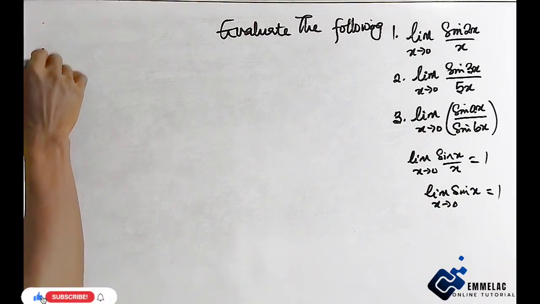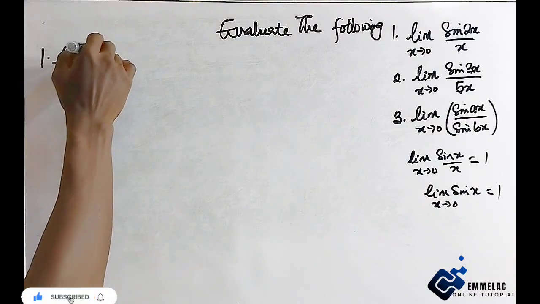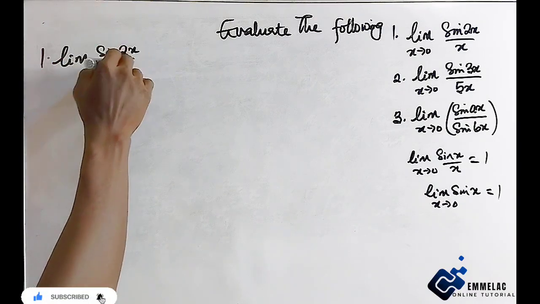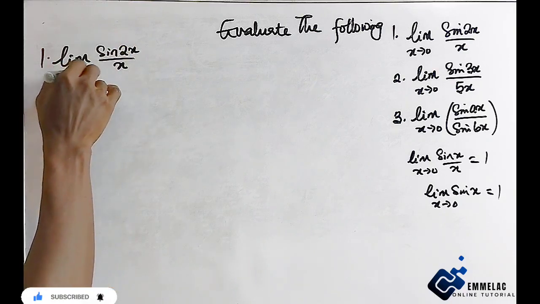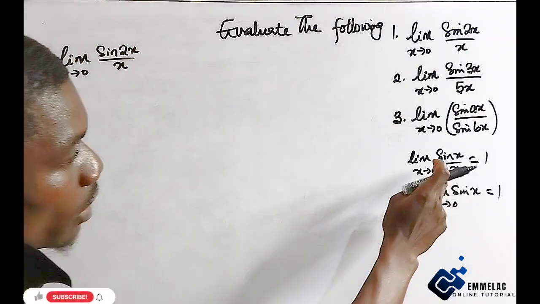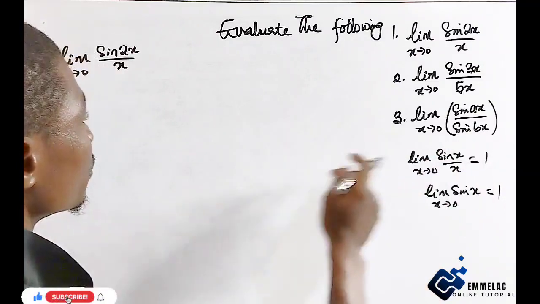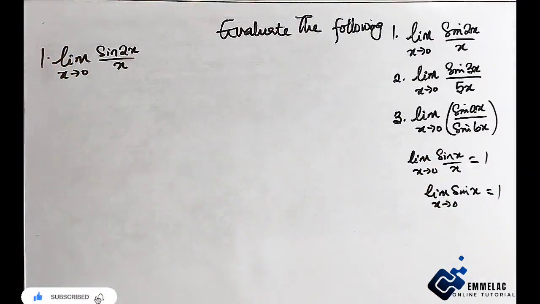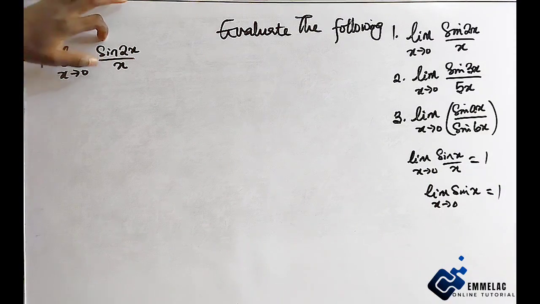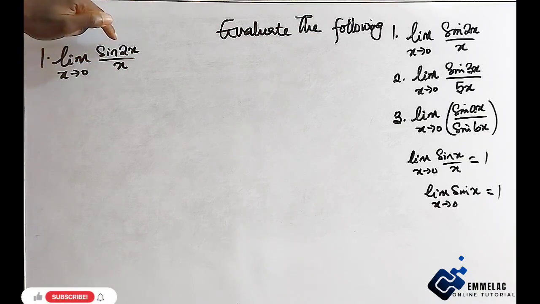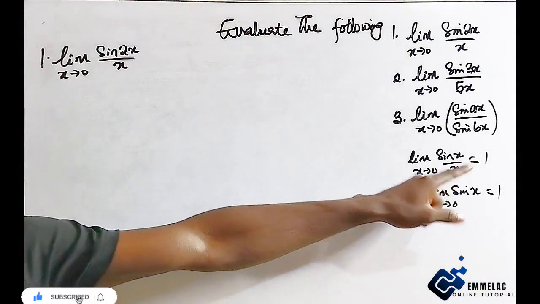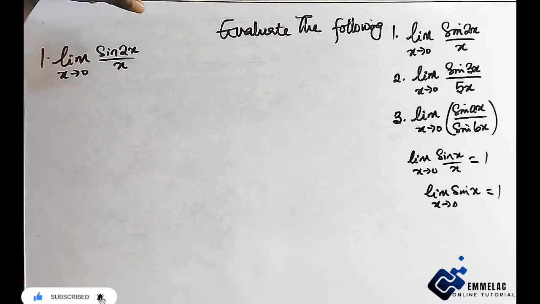Here, number one, we have the limit of sine 2x over x as x tends to 0. Now, looking at this, what we need to resolve is to have sine 2x over 2x, which corresponds to sine x over x, where our x is now 2x. Okay, now how do we do this?